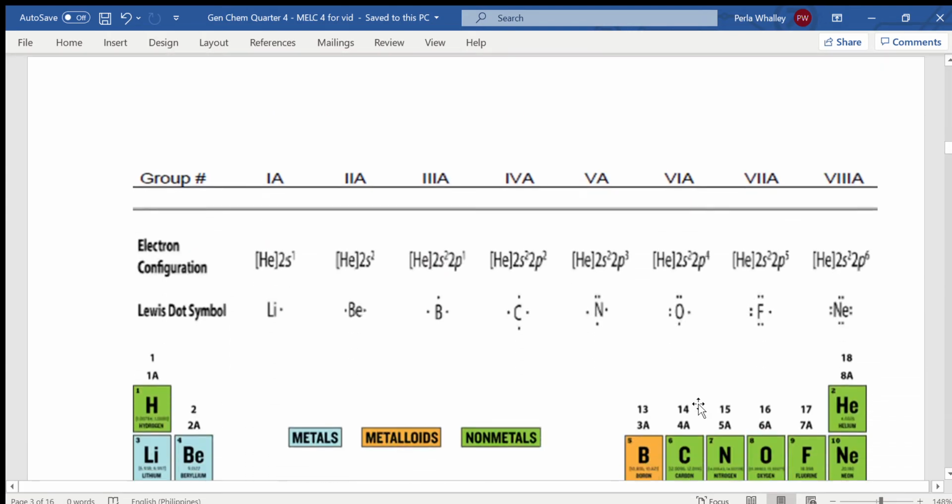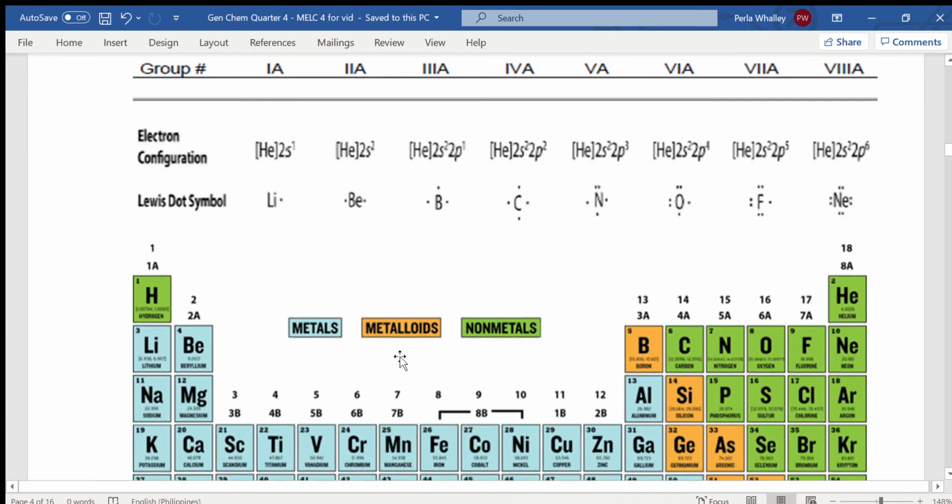Okay, let's check it out in the periodic table. Lithium is here. All these elements, class, mentioned above belong to period 2. Beryllium 2A, boron 3A, carbon 4A, nitrogen 5A, oxygen 6A, fluorine 7A, neon 8A. So the corresponding group also represents the valence electrons of the element.